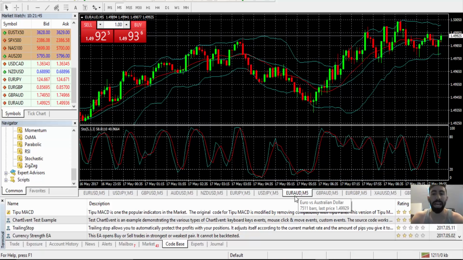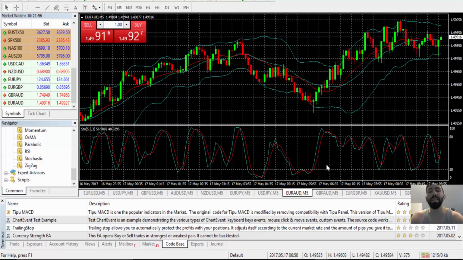Now we're looking at the Euro AUD because I do not have the Euro NZD. But the Euro AUD positively correlates with the Euro NZD. So whatever happens with the Euro AUD also happens with the Euro NZD. So that's why we're looking at the Euro AUD chart.